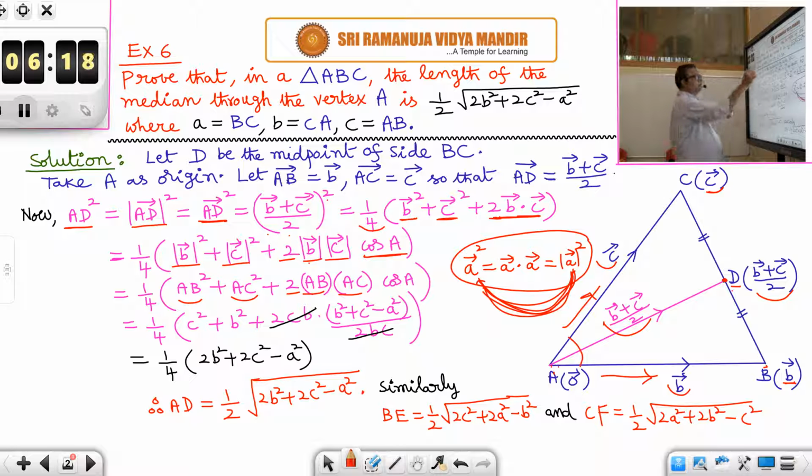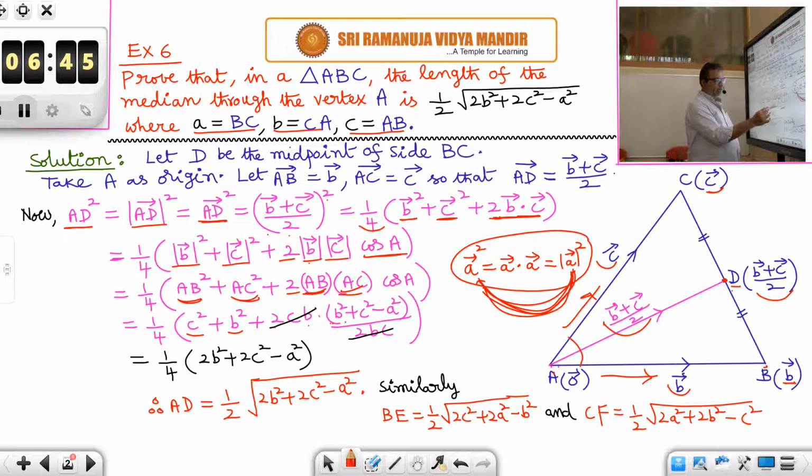But here see, small a is equal to BC, b is equal to CA, c is equal to AB, substitute them. So AB is nothing but c, c square, AC is nothing but b, b square, plus 2 into AB is c and AC is b, cos A. Cos A, yesterday in the example number 5, we have found a formula. Cos A is equal to what?